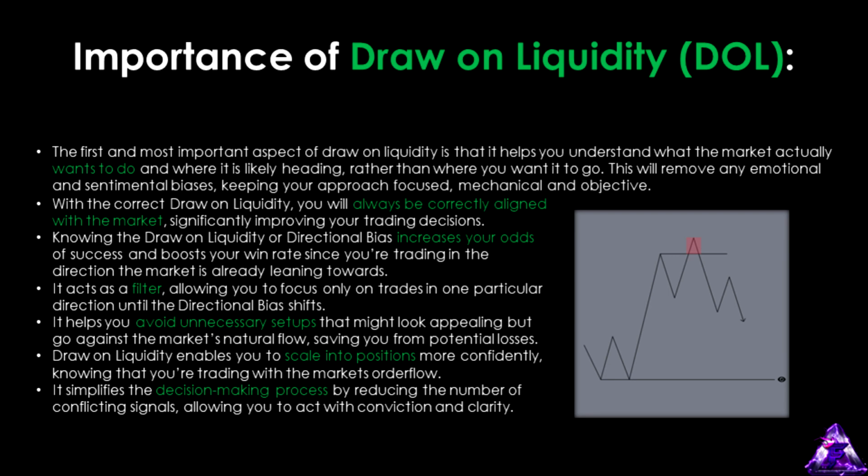Draw on liquidity and directional bias act as a filter, allowing you to only focus on trades in one direction until the market dynamics and directional bias shift. This way, you'll avoid trades in the opposite direction, which are likely to be of lower probability. It helps you sidestep unnecessary or lower probability setups that might look appealing at first, but go against the market's natural flow, reducing the risk of potential losses.